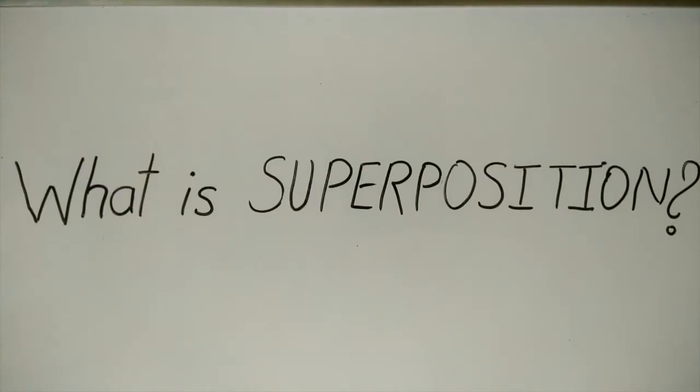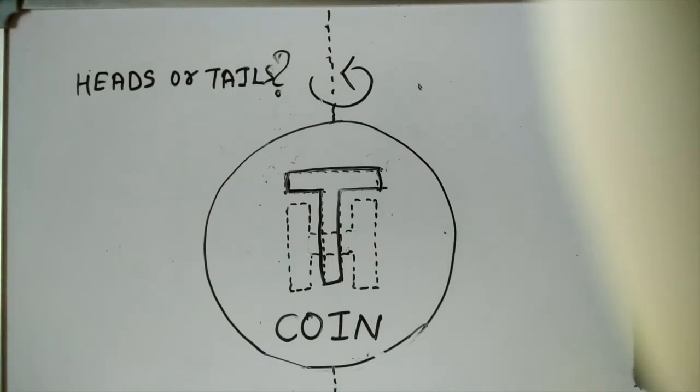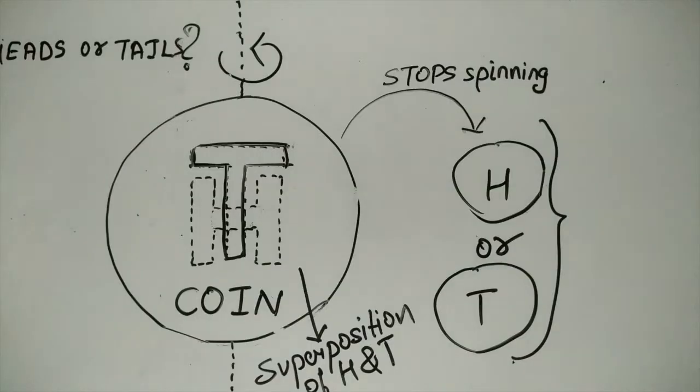So what's superposition? Superposition is like spinning a coin. When the coin is spinning, we don't know if it's either heads or tails. We only know it when it stops and we measure it. And it's one of the things that makes quantum computers so powerful.